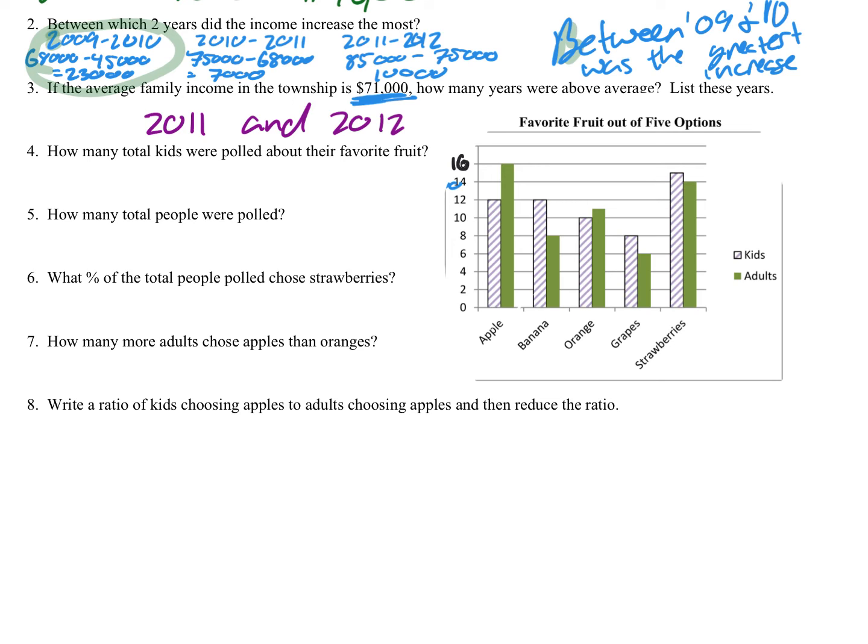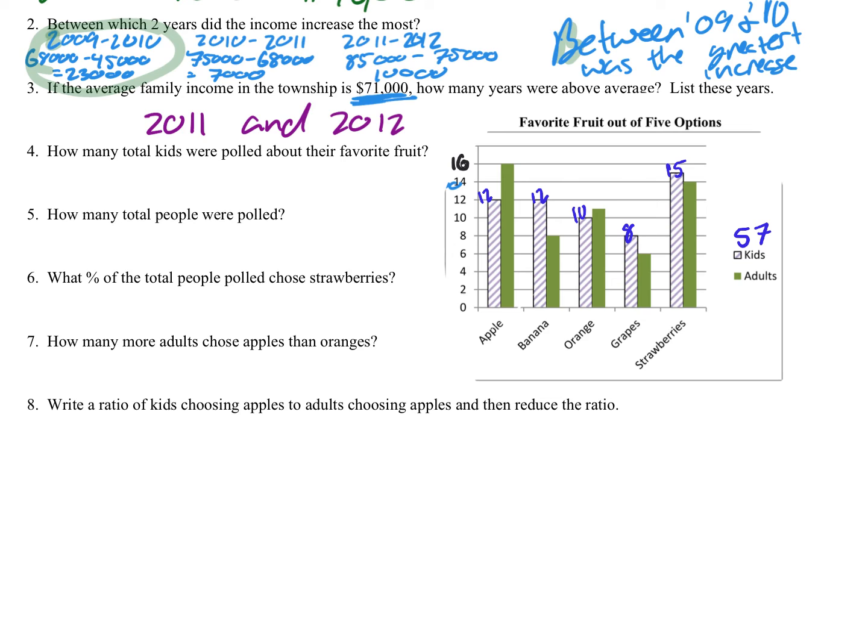So I'm going to first find how many kids there were. So there were 12 here, then another 12, 10, 8, and then this would be about 15. So we're going to add those together and find the total number of kids that were surveyed about their fruit options. And when we add all those together, we get that there were 57 kids surveyed about their fruit options.